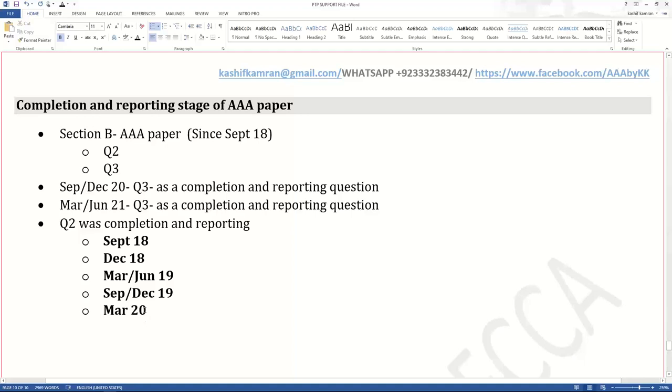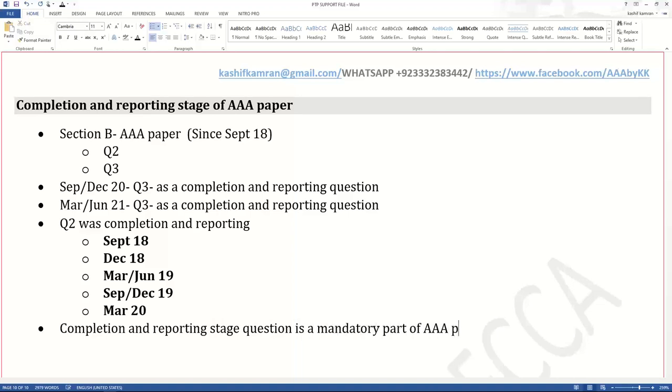Now, irrespective of whether you get a completion and reporting question in 3 or 2, you have to understand that a completion and reporting question is a mandatory part of a 100 marks paper, right? The completion and reporting stage question is a mandatory part of the AAA paper. Just like a question on audit risk and risk of material misstatement or a business risk, just like you have a default question number 1, you have a default question on completion and reporting. But I think the examiner has now made the right track of the AAA paper.